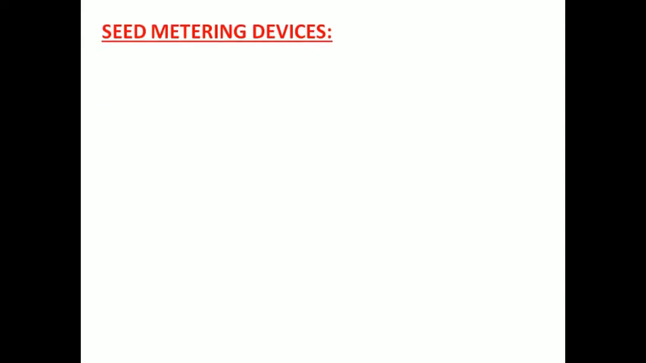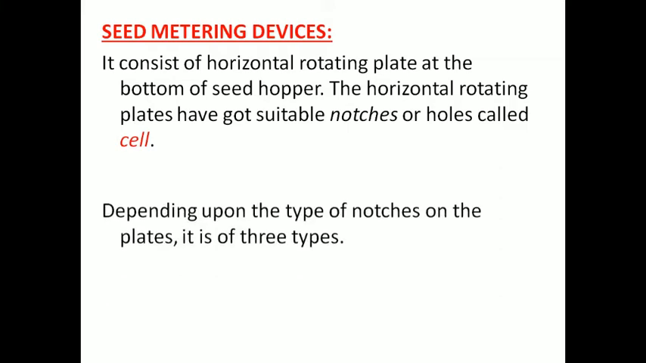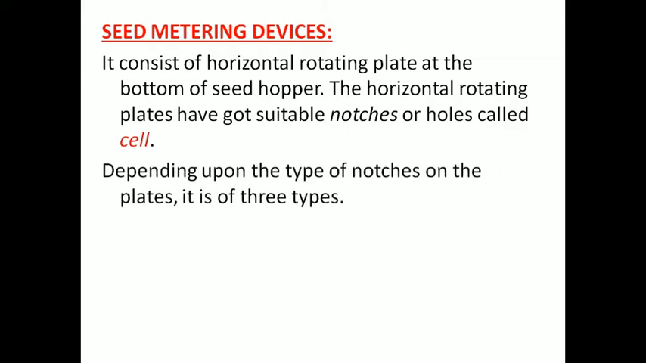We will see about the seed metering devices. It consists of a horizontal rotating plate at the bottom of each seed hopper. The horizontal rotating plates have suitable notches or holes called cells. Depending upon the type of notches on the plates, it is of three types: edge drop, flat drop, and heel drop.